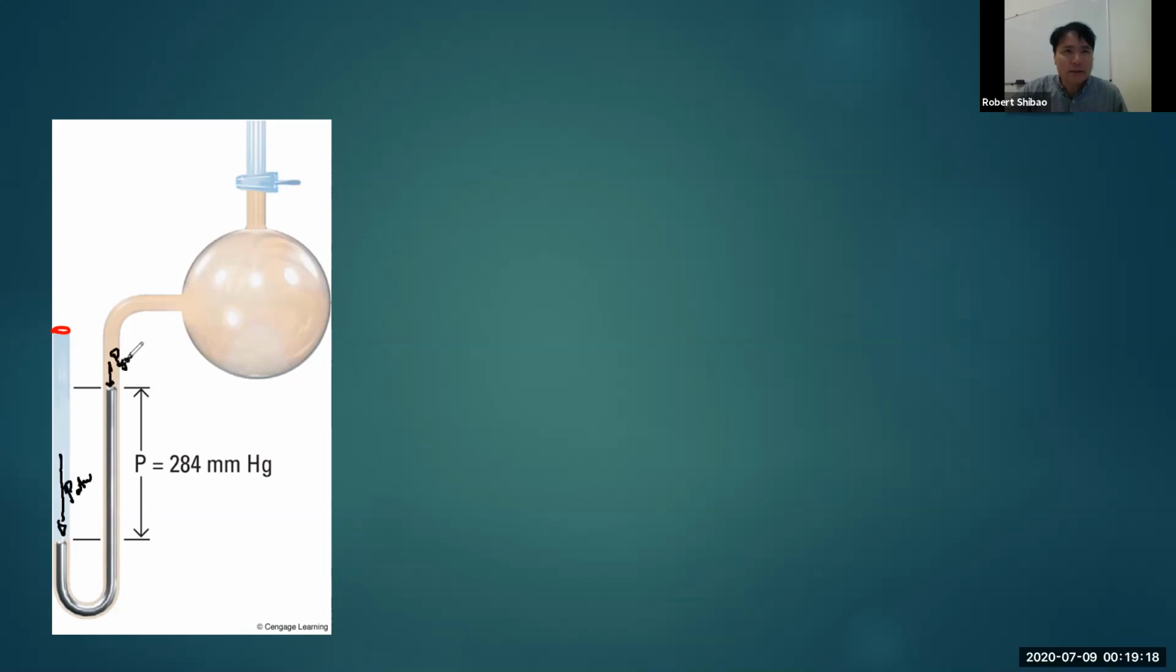And so you can see the seesaw is totally unbalanced. So what we try to do is make the seesaw level by adding some more weight to this side. Well, we have to add this much, the weight of this much liquid mercury, 284 millimeters of liquid mercury here. And so what we get here is the pressure of the atmosphere is equal to the pressure of the gas plus the pressure of the liquid mercury.